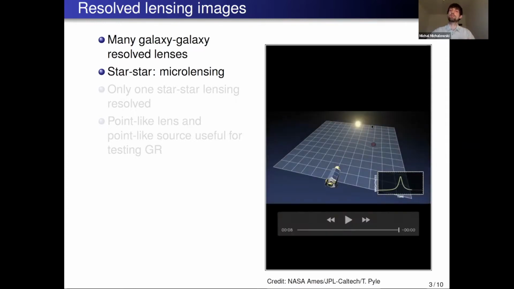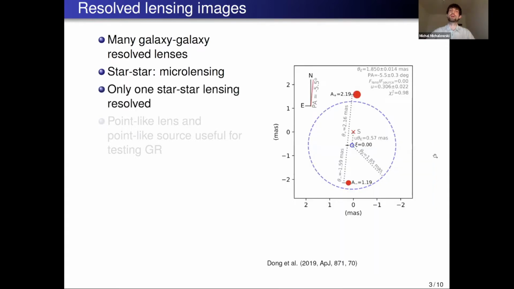So that resolving of the lensed images was done only for one star-star lensing. So only one star lensed by another star was resolved into two images, which is shown here. So yeah, it's just one case. It's just difficult because the spatial scales here are so small that it's just not easy to do.